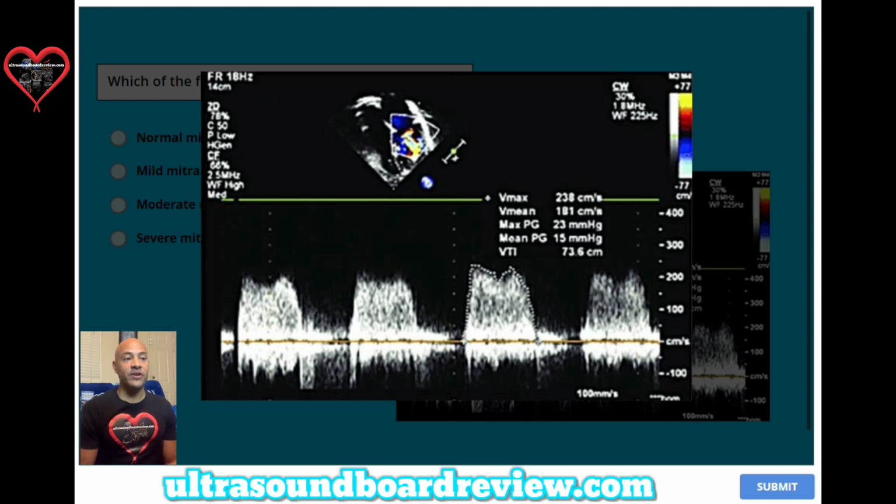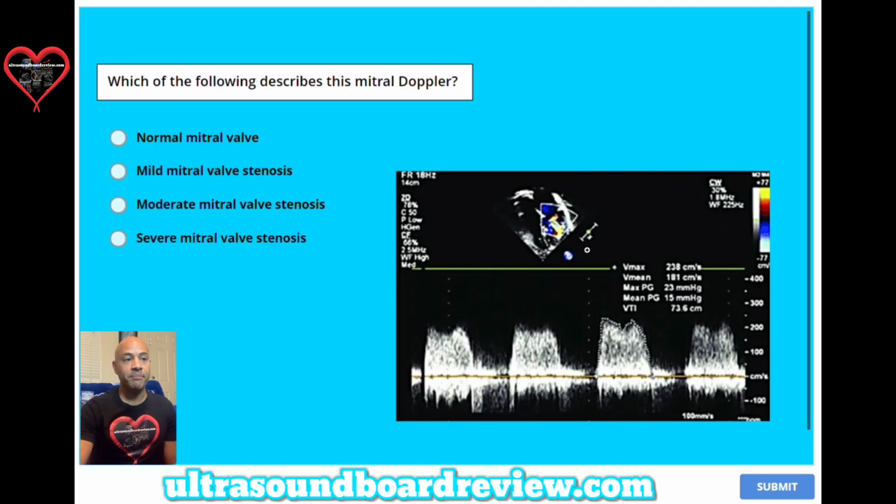When you're grading the severity of mitral stenosis, the number you want to pay attention to is the mean peak gradient. This one is 15 millimeters of mercury, which is associated with severe mitral valve stenosis. Anything above a mean gradient of 10 millimeters of mercury is severe. You can say mean gradient or you can say mean peak gradient.